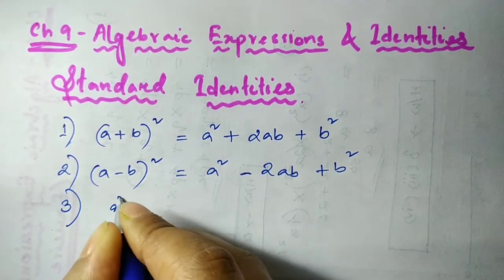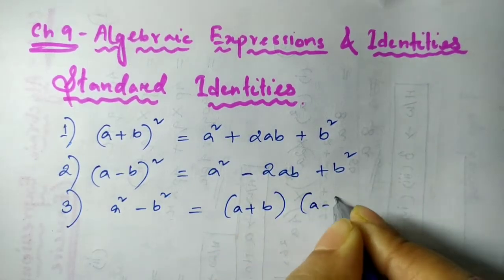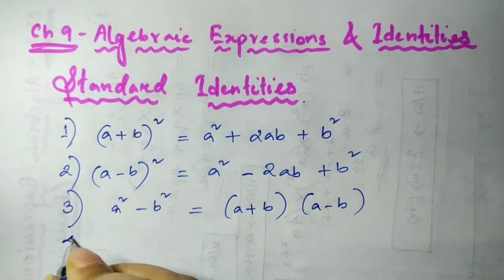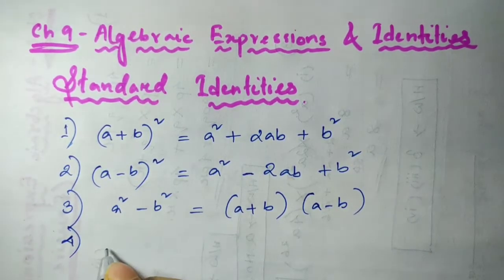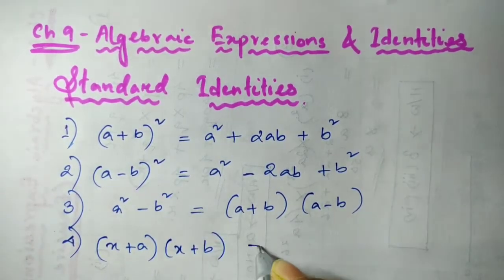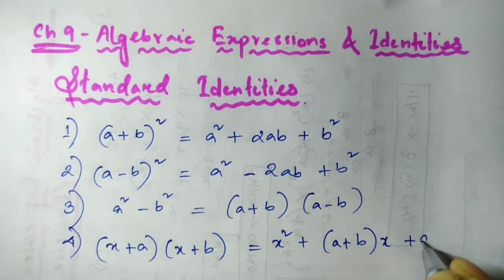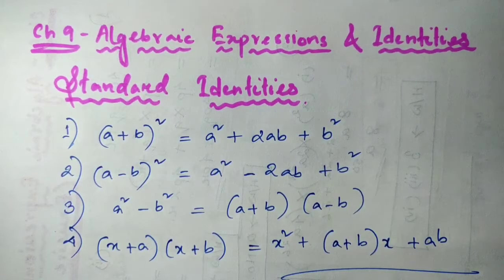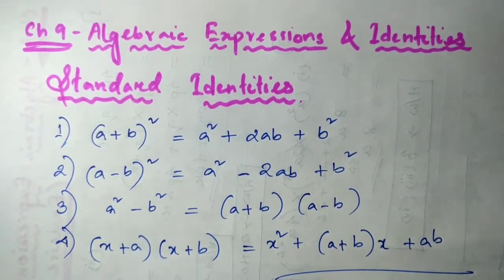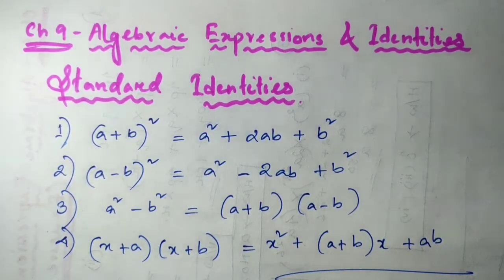Then we have another one, a square minus b square, which is equal to (a plus b) into (a minus b), or vice versa. Apart from this, we have one more identity in this exercise, which is (x plus a) into (x plus b), which is equal to x square plus (a plus b) into x plus ab. So you have to remember these four identities which you will be using in the exercise. When you start writing the exercise, I would like you to write these in the beginning, so that it will be helpful for you.